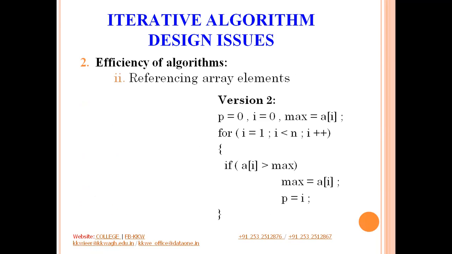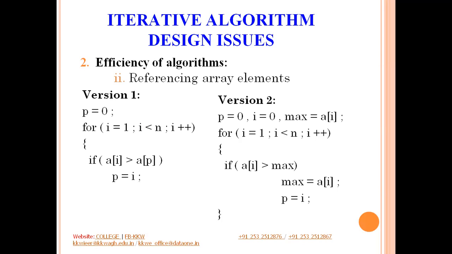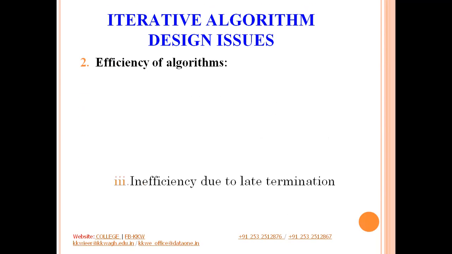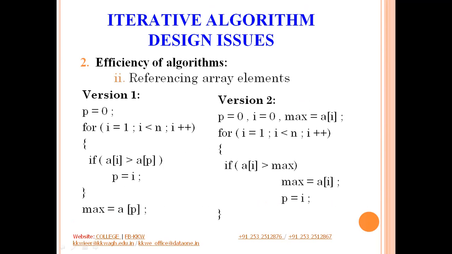Then the second way is using proper references of array elements. On the screen you can see two versions of the same algorithm, that is, they do the same thing. And if you observe, you will be easily able to identify that both the versions are used to find the maximum element, or the largest element, from the given array A.